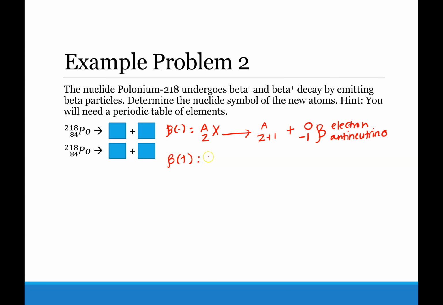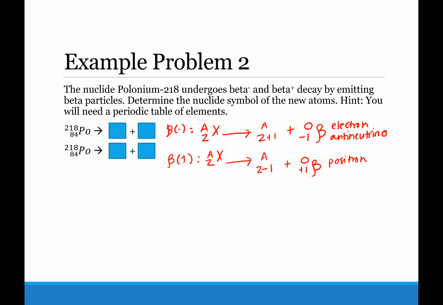And so once again, you're going to start with the A X Z for the initial atom. A is not going to change, but what will change is that you're going to have Z minus 1 instead of Z plus 1. And then you're going to have plus, and then you're going to have a different particle. It's not the exact same particle because we have a positron emission this time. So it's going to be 0 plus 1 beta. And again, this is going to be a positron instead of an electron antineutrino. So two types of emission happen in beta decay, and that's really important to remember.